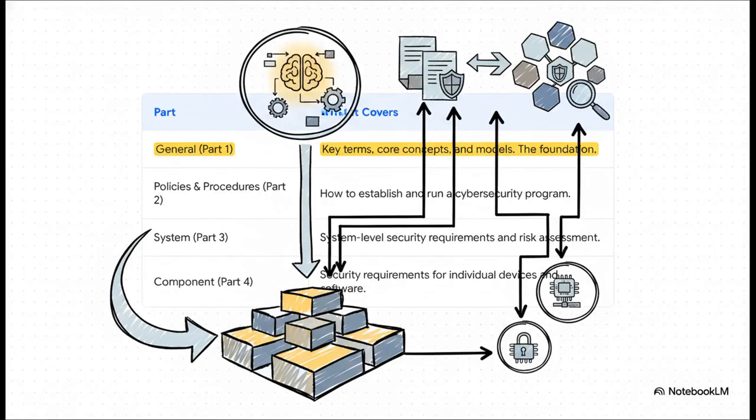The standard is broken down into 4 main parts, and it's actually pretty logical. Part 1, which is our focus today, sets up all the general concepts. It's the foundation. Part 2 gets into policies and procedures. You can think of it as the how-to guide for running a security program. Part 3 deals with system-level requirements, and Part 4 drills all the way down to the security of individual devices and components. They all build on each other, but you absolutely have to start with Part 1.